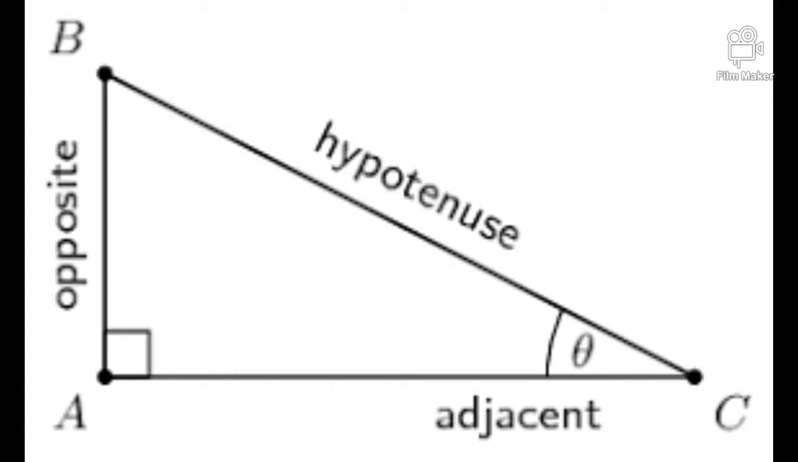So, before going further, let us revise our concept of a right angle triangle. In a right angle triangle, the perpendicular or the vertical is known as the opposite side, the horizontal is known as the adjacent side, and the side opposite to the 90-degree angle is the hypotenuse. Generally, an angle between B and C as shown in the figure can be represented by theta.